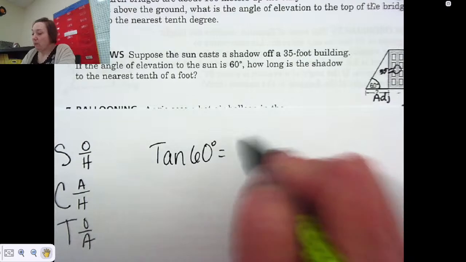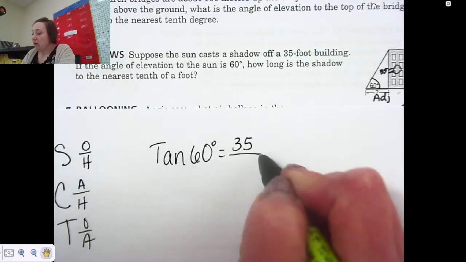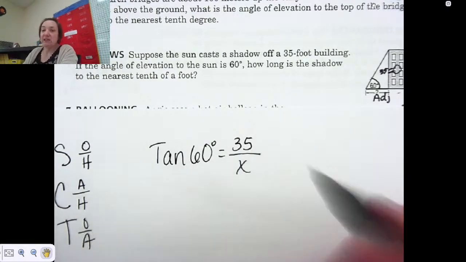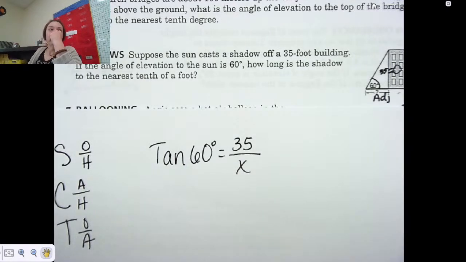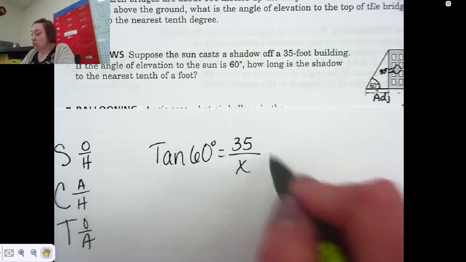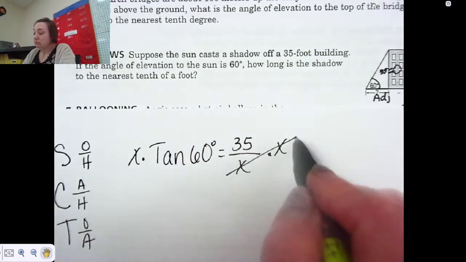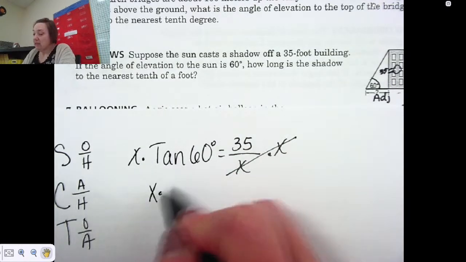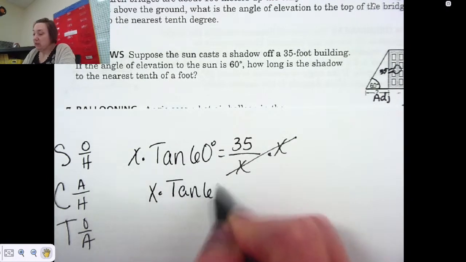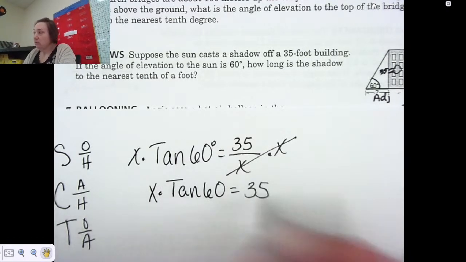Tangent of 60 has to equal the opposite side, that's 35, over the adjacent side, and that's the side we don't know. So it gets an x, right? Now our goal here is to solve for x, but to solve for x, we've got to get it out of the denominator. We can't leave it down there. So how do we move that x out of the denominator? Multiply by the x, right? And that's going to give us x times the tangent of 60 equals 35.